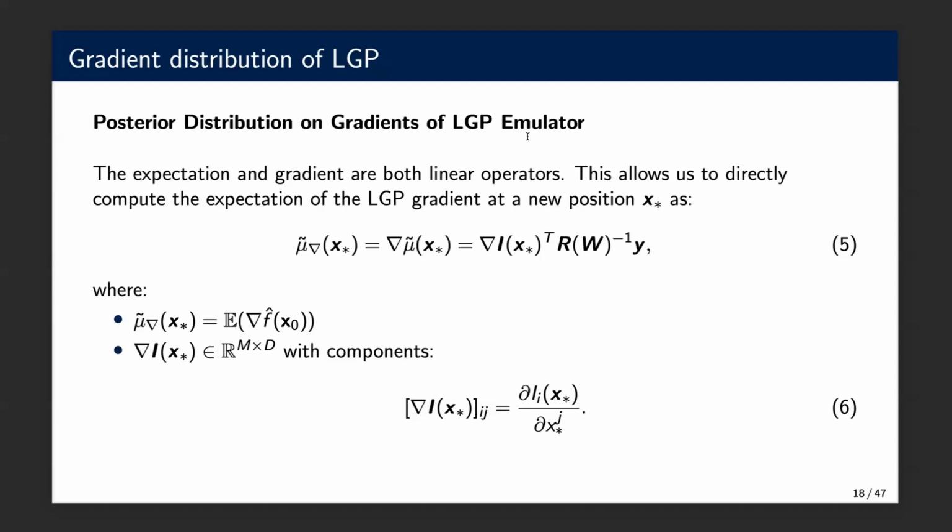And then we can think about how to extend the posterior distribution to the gradients of the linked GP emulator. The mean part is easy to handle because the expectation and the gradient are both linear, and our expectation is taken with respect to the variable y. So we can switch the expectation and the gradient operator to directly compute the expectation of the linked GP at the new position X star. If we recall the formula for the mean of the linked GP, we just differentiate with respect to the columns of X star.